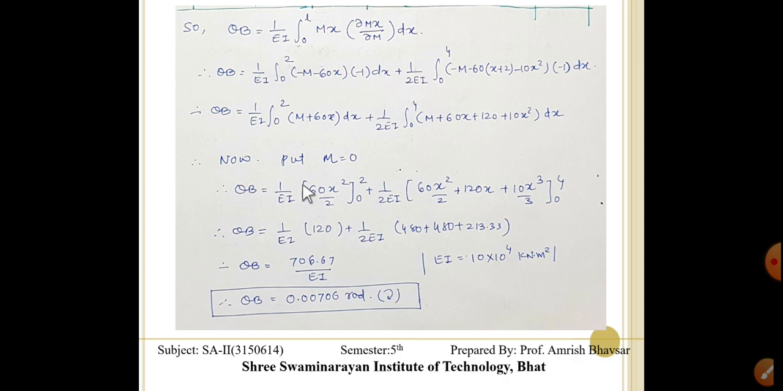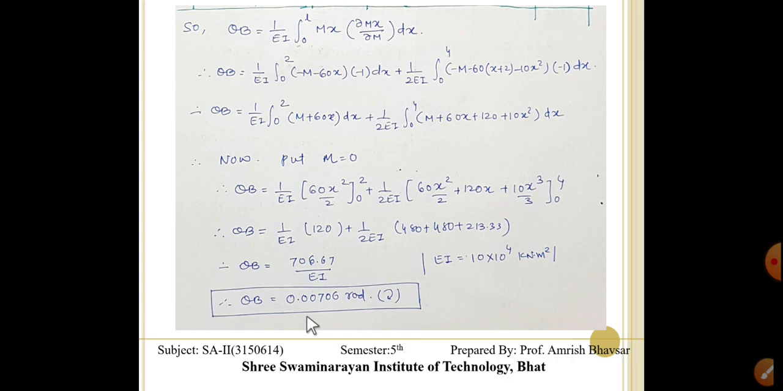After putting the value and integrating we will get 1 upon EI 60x square by 2, plus 1 upon 2 EI 60x square by 2 plus 120x and 10x cube by 3, and we put the limits over here. After putting this we will get theta B is equal to 1 upon EI 120, 1 upon 2 EI and so on. We have the value of EI, that is 10 into 10 raised to 4 kilonewton into meter square. After putting this value we will get the rotation at B, that is 0.00706 radian.